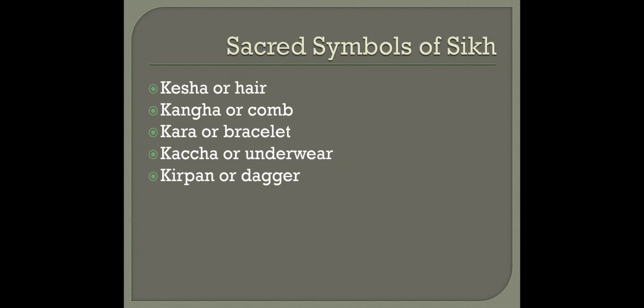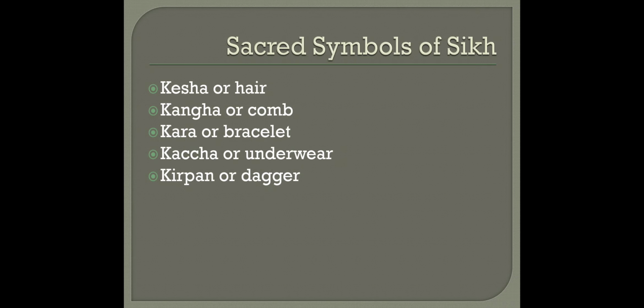Second sacred symbol is Kangha. Again, it holds its importance. They believe that just as when we comb our hair we remove the broken strands that come out from our head, in the same way whatever bad thoughts come in our mind should be removed. That is why Kangha holds importance in their religion.